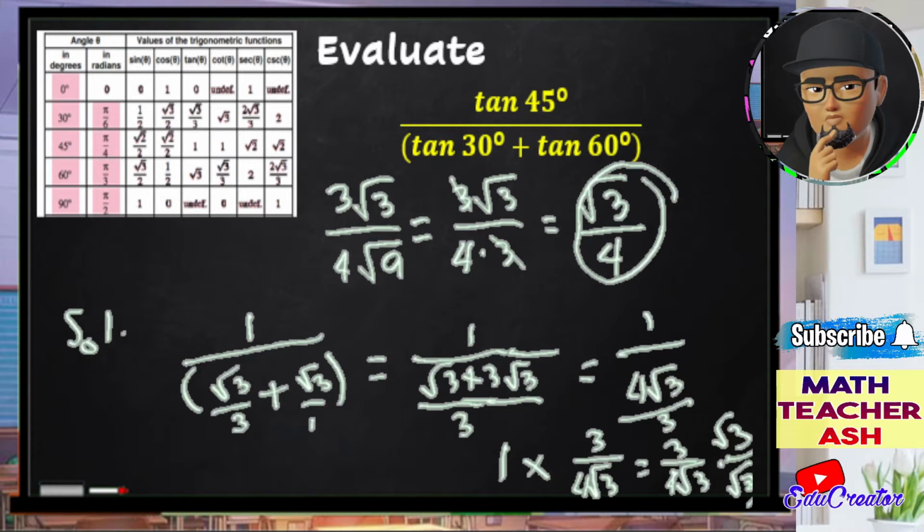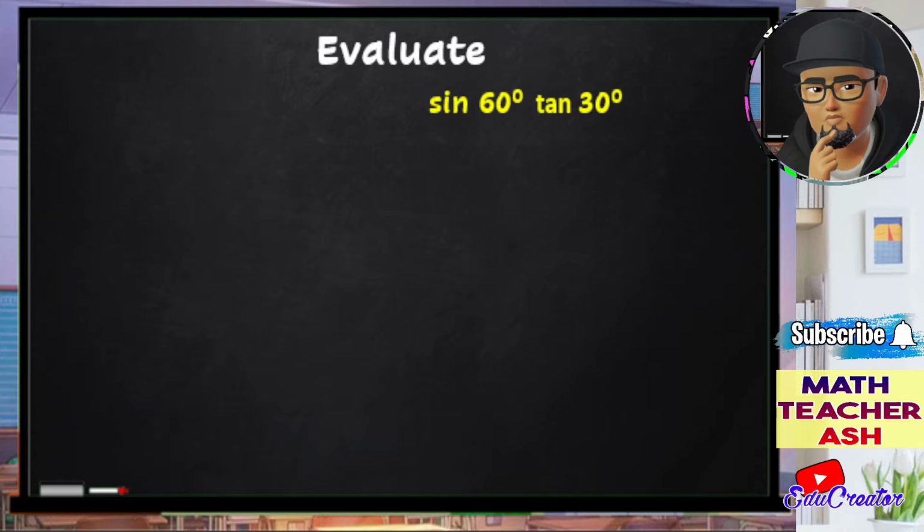Now let us go to the next question. Question number 3. Evaluate sine 60 degrees times tan 30 degrees. As you can see, in this given expression, you don't see any plus or minus between the two functions. So that automatically means that this is multiplication.